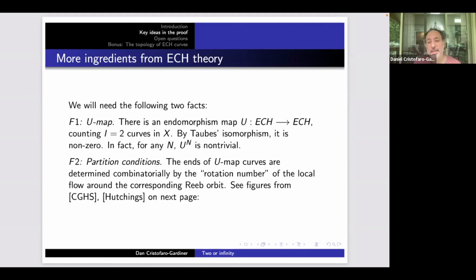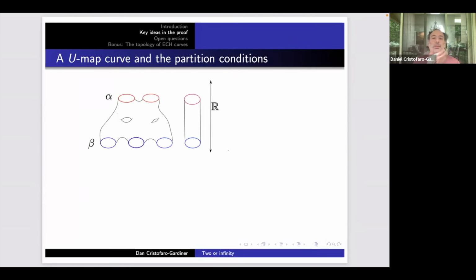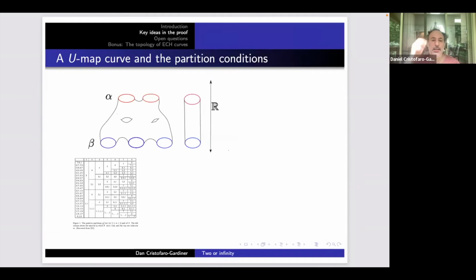I think it's actually easiest to illustrate this with a picture, but it says that the ends of the U-map curves are determined combinatorially by this rotation number that I was talking about earlier. So maybe I'll just go directly to a picture. Okay, so here's a particular U-map curve. You already learn a lot of interesting things about this. It could have genus, it could have many punctures, whatever. What are the partition conditions saying? Well, I showed you this chart, which is a bit small, but it says that the partition conditions tell me what the combinatorics of the ends at a particular orbit is.